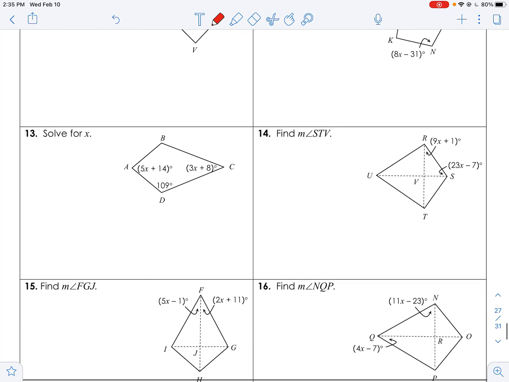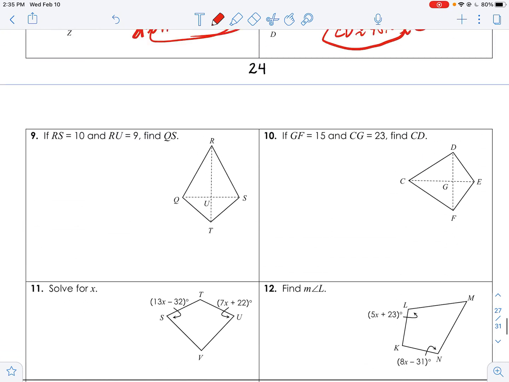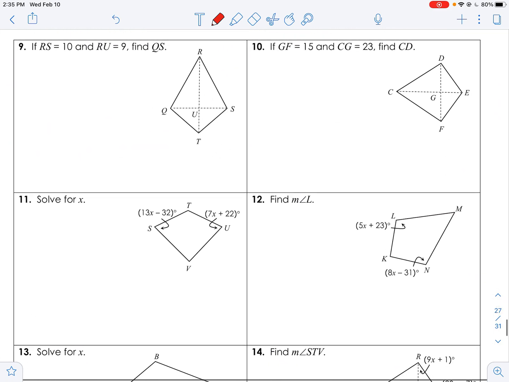More practice. Let's look at 9, then you do 10. We'll look at 11, you do 12. Let's look at 13, you do 14. We'll look at 15, you do 16. And that is the notes for the unit.